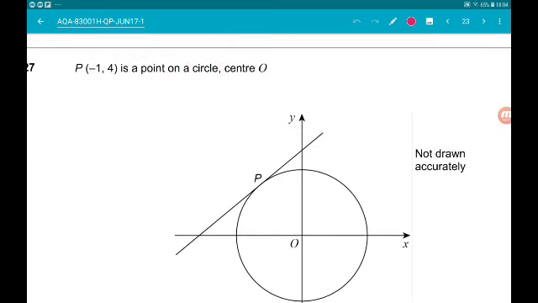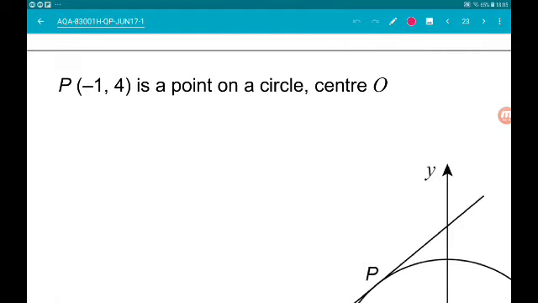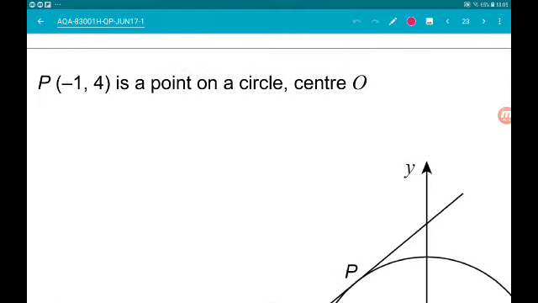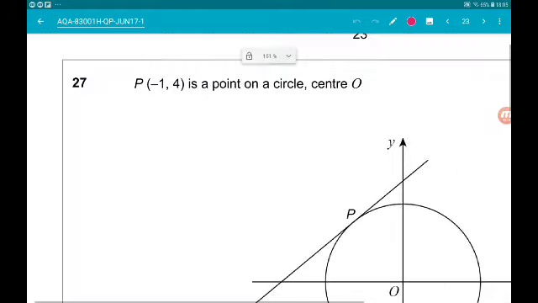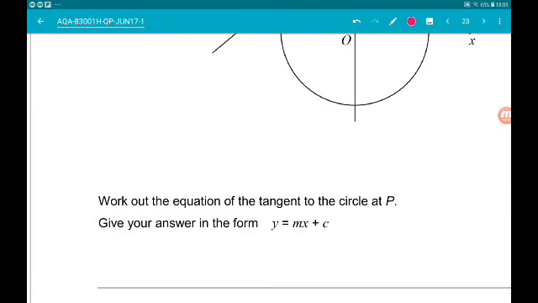Okay, next up we have equations of tangents, so I've got a whole playlist on this with all the skills that you need. It's down below in the description. So, point P has coordinates -1, 4, and it is a point on the circle, centre O. So the centre of the circle is 0, 0. Now our mission is to work out the equation of the tangent to the circle at point P. Give your answer in the form y equals mx plus c.